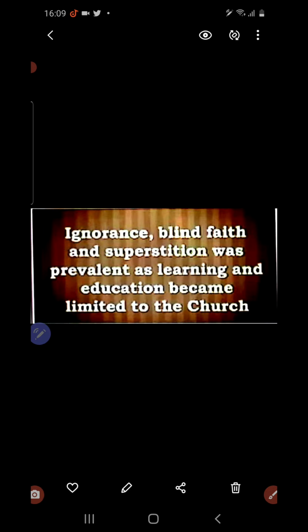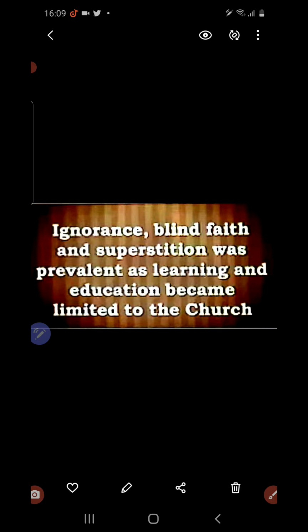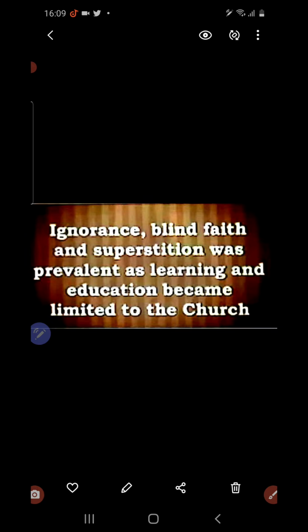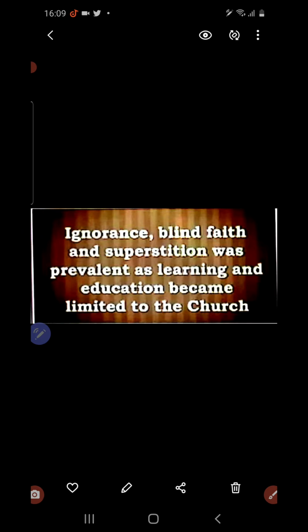Before that, let's see the ignorance, blind faith and superstition that were prevalent as learning and education became limited to the church. People were so ignorant and blind, and there was no scientific learning during this period. Even Copernicus said that the earth is not flat but round in shape, but the church taught the people that the earth is flat, and Copernicus was punished. That kind of system of learning existed during this period.